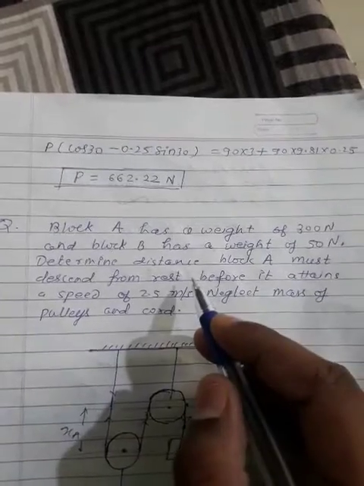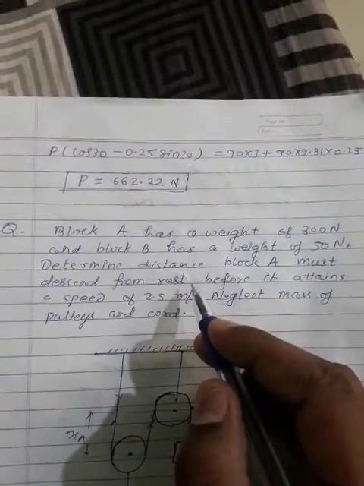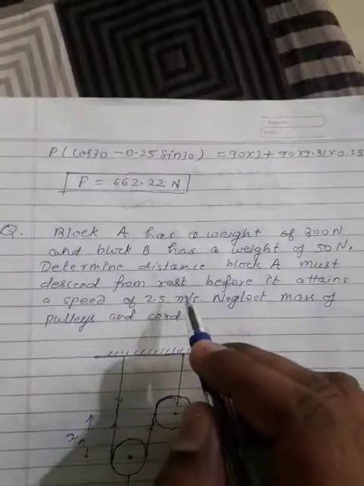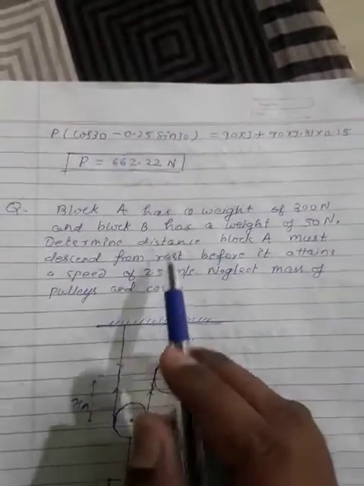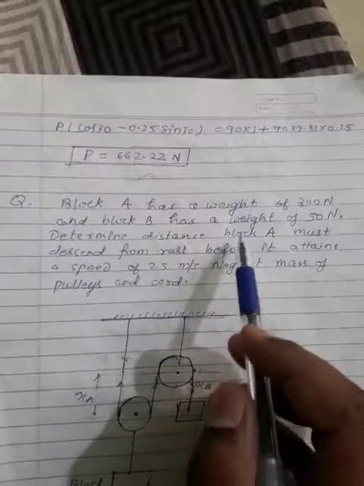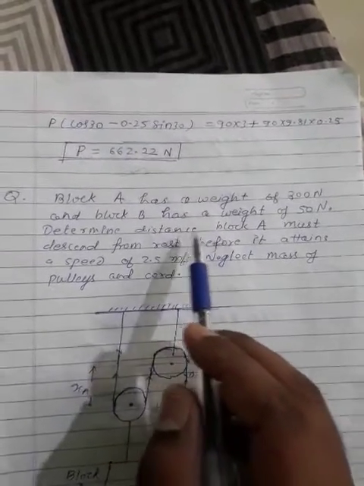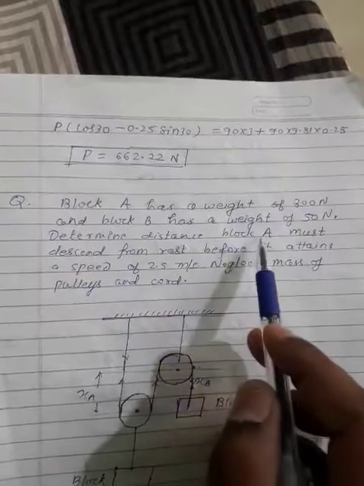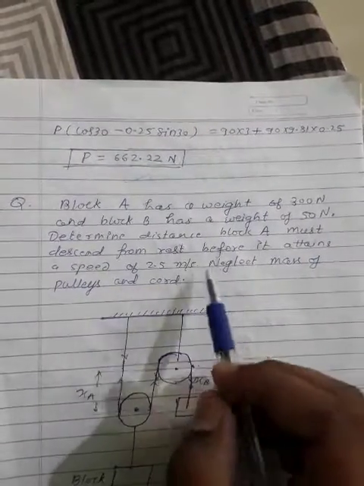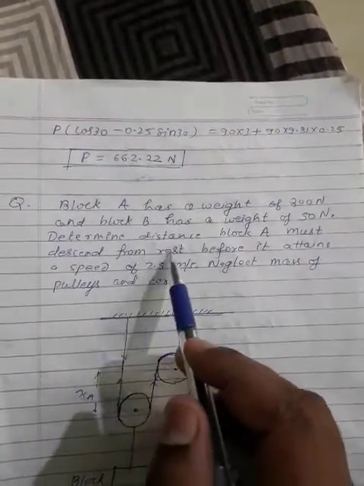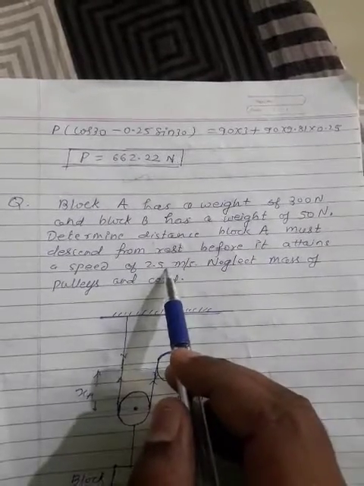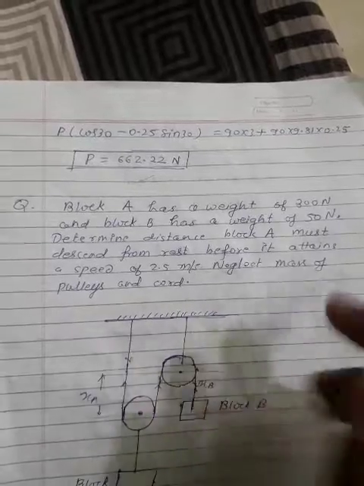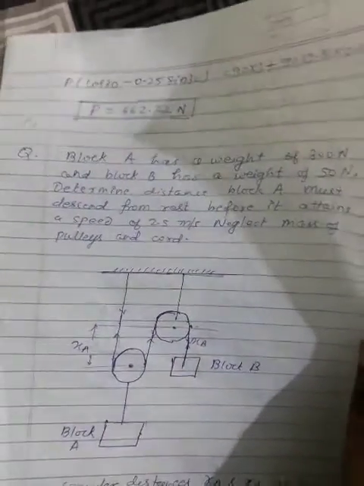Now we are going to discuss the next numerical of the kinetics of rectilinear motion by applying Newton's second law of motion. You are given that block A has a weight of 300 Newton and block B has a weight of 50 Newton. Determine the distance block A must descend from rest before it attains a speed of 2.5 meter per second. Neglect the mass of the pulley and cord.